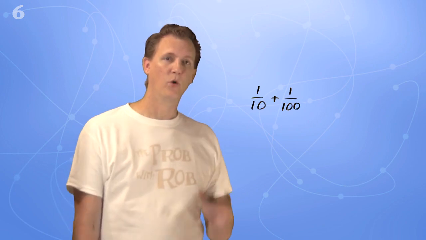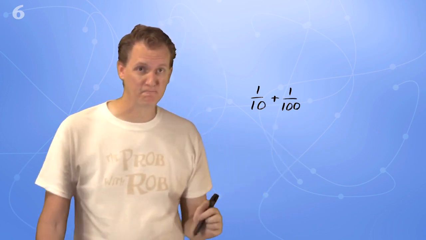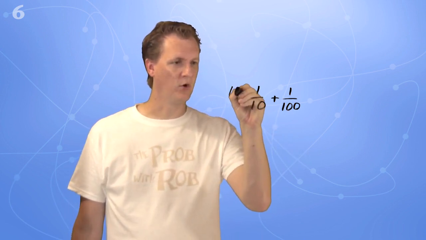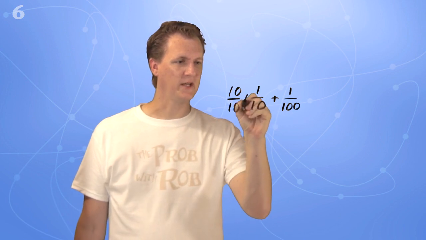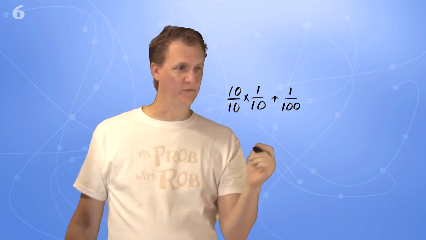And here we have 1 over 10 plus 1 over 100. Now the nice thing about base 10 fractions is that you know one of them is going to be a multiple of the other. We know that 100 is a multiple of 10, and we also know it's really easy to turn 10 into 100. All I have to do is multiply it by the whole fraction, 10 over 10, and then we'll have 100 as the bottom number of both fractions.